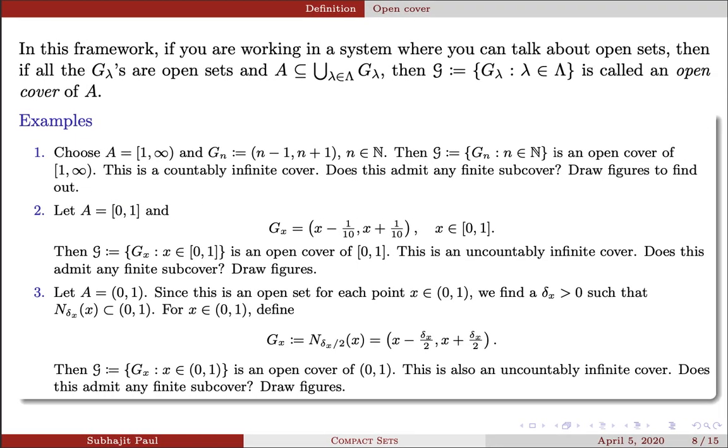So the rectified version is this: you choose delta x for which the delta x neighborhood of x is entirely inside (0, 1), and then you consider the open sets as the half delta x neighborhood of x, that is, from x minus delta x by 2 to x plus delta x by 2. You choose these open sets, and in that case this open cover will not have any finite subcover for the open interval (0, 1).